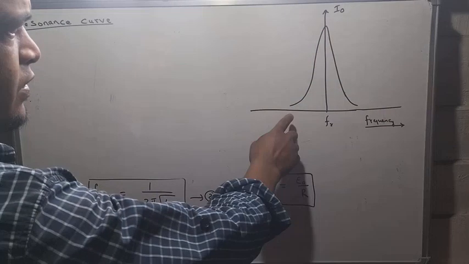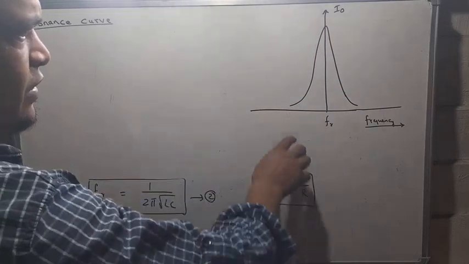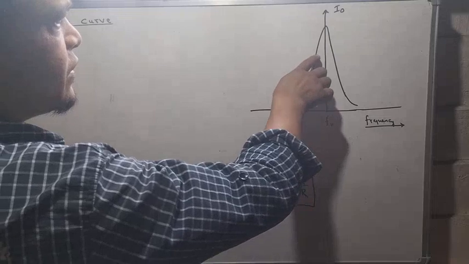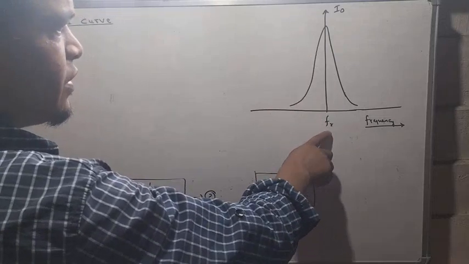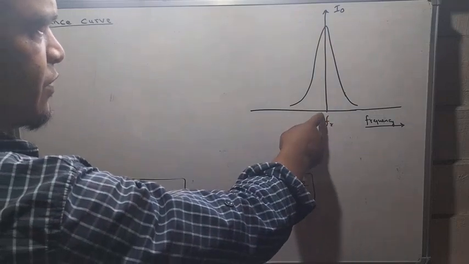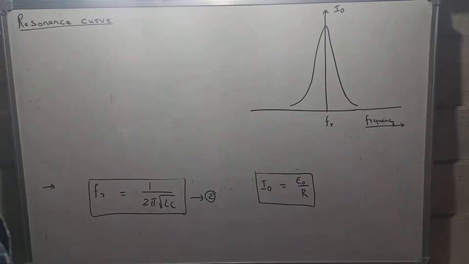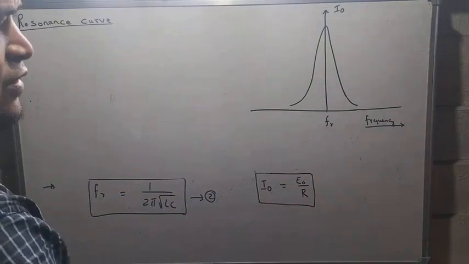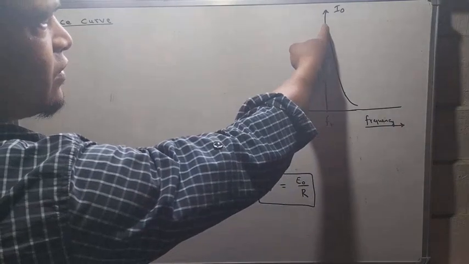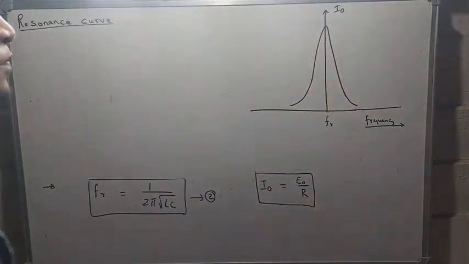Which means, as you increase the frequency in the AC circuit, the current starts increasing, and when the frequency becomes f_r, the resonant frequency, the current is maximum. And if you further increase the frequency beyond the resonant frequency, then you will find the current starts falling down. So this curve is known as a resonant curve.